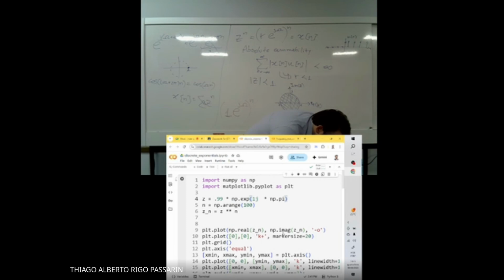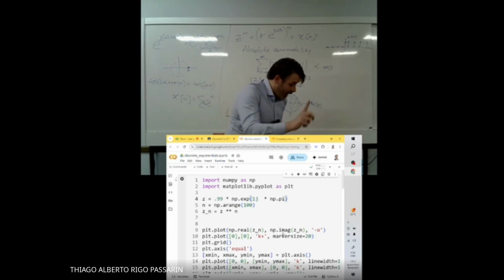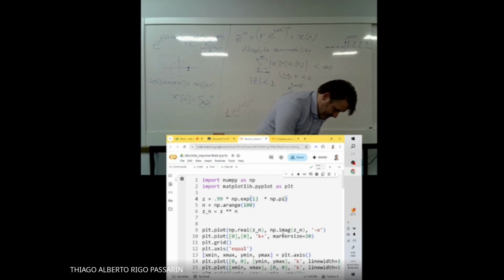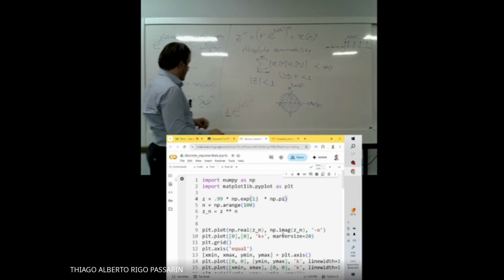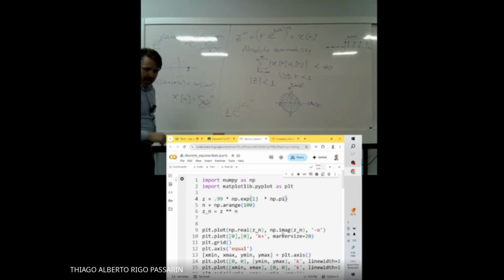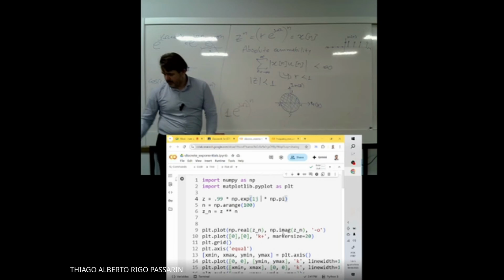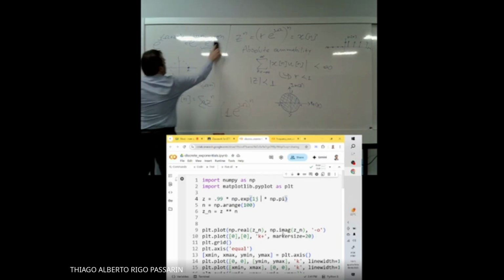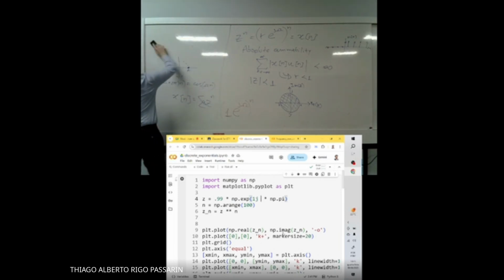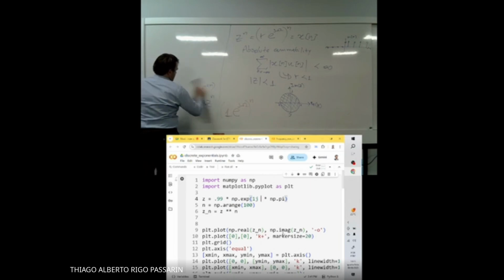Now we go to one important thing here. What happens when I multiply a discrete exponential function by some exponential constant?